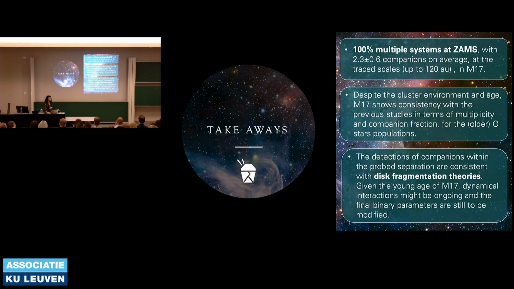Cool, so some takeaways for this first part. We found 100% multiple systems at the zero-age main sequence, with 2.3 companions on average. Despite the cluster age and the environment, M17 shows consistency with the other studies in terms of multiplicity, but also companion fraction. And the detection of companions from 1.2 to 120 AU is really consistent with disk fragmentation theories.